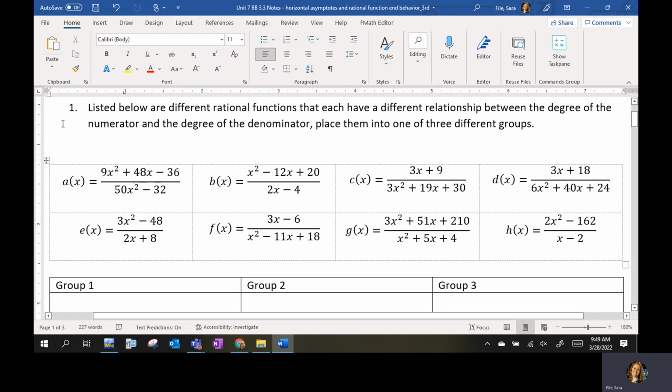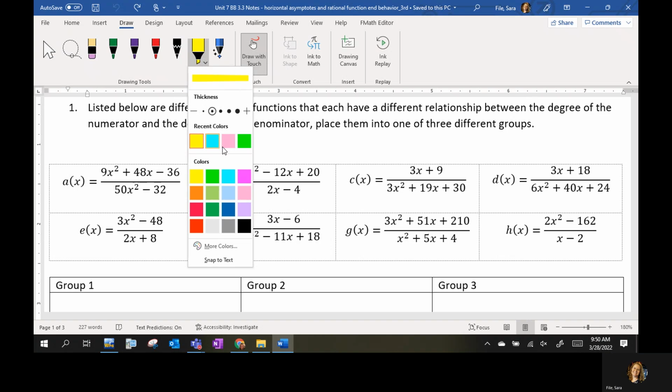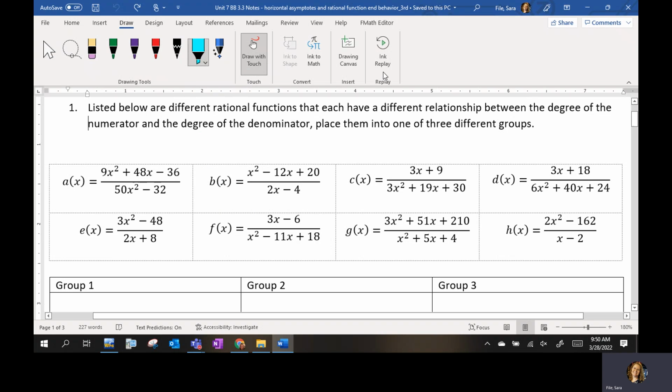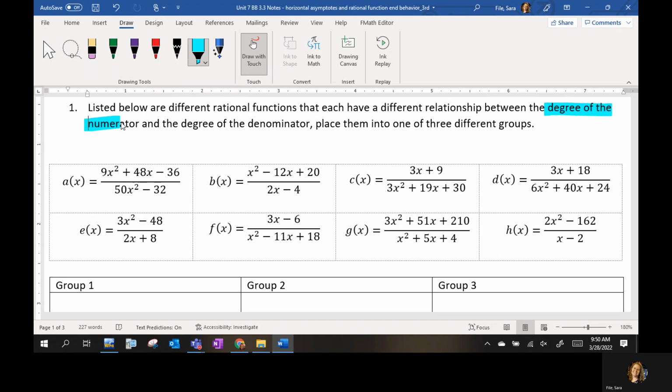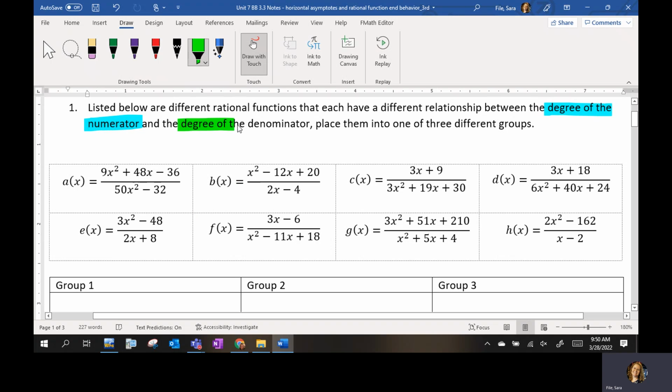There's 8 functions here in this table. They're all rational functions, but each of them have a different relationship between degree of the numerator and degree of the denominator. So I'm going to highlight to color code this. We're going to find the degree of the numerator, because there's a function in the numerator, and then there's a separate function in the denominator. Okay, and I'm going to find that. And then I'm looking at their relationship between those two. And based on that relationship, I'm going to categorize them into 3 groups.